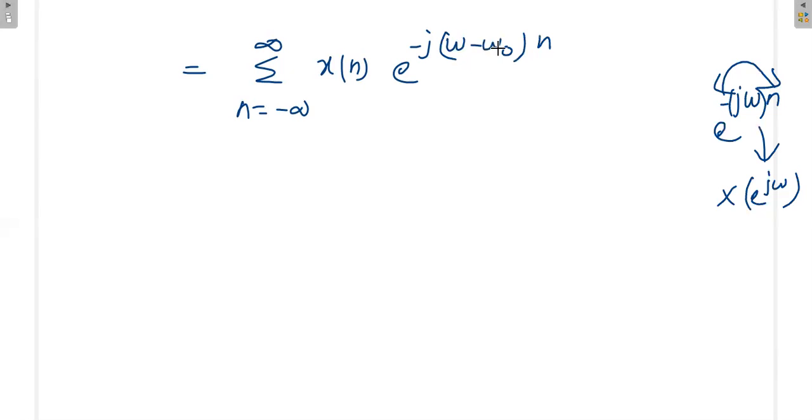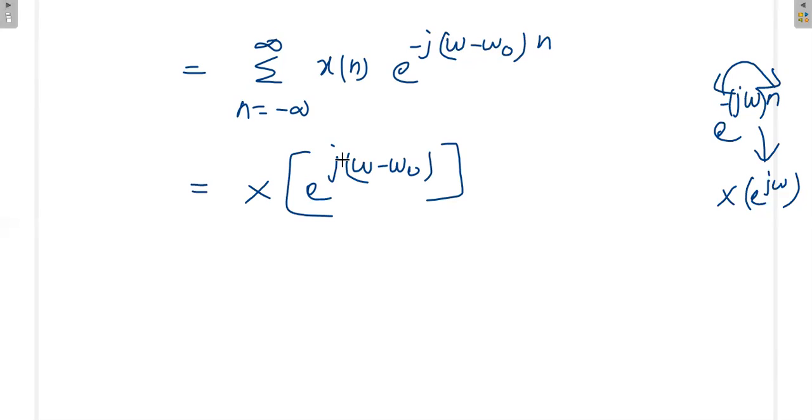Otherwise I can also flip this. But we have to have this minus j and outside. So then that means what? Finally, we can represent like x of e power, except minus j, and what is there that we can represent here, that is x of e power j omega minus omega naught.